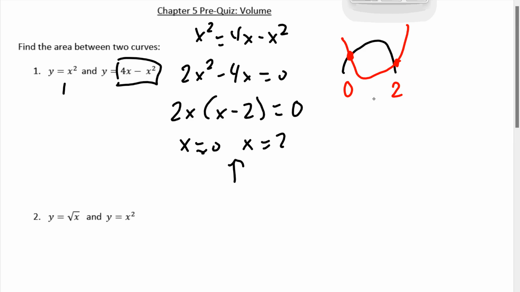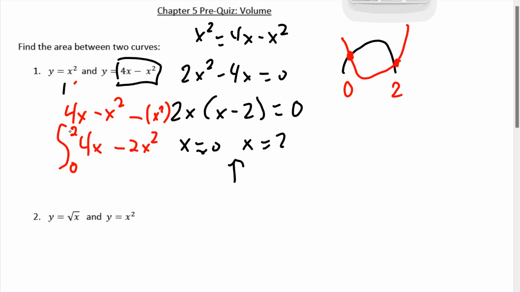Okay, now I take the top function, which is this one, and I subtract the other one. So I'm going to take 4x minus x squared, and I want to subtract this second function. So distribute the negative if you need to here. I don't really need to. So I get 2x squared, and that's what I'm going to integrate from 0 to 2.